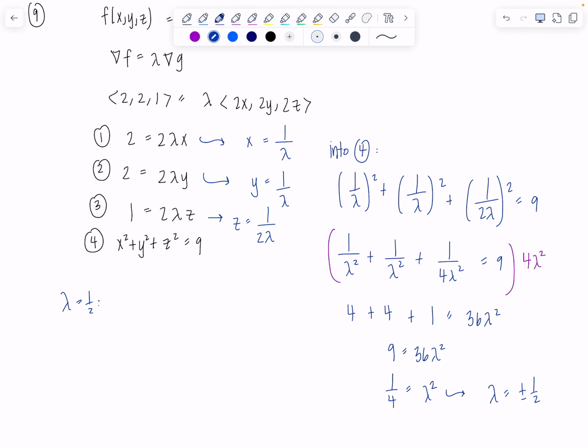Okay, so if lambda is positive 1/2, x is going to be 1 over 1/2, which is 2. y would be the same, and z would be 1. And then if lambda is negative 1/2, x would be negative 2, y would be negative 2, and z negative 1. Good. So these are the only 2 points where I have to evaluate the function. And then f is 2x plus 2y plus z. So you're going to get 9 for the first one, negative 9 for the second.